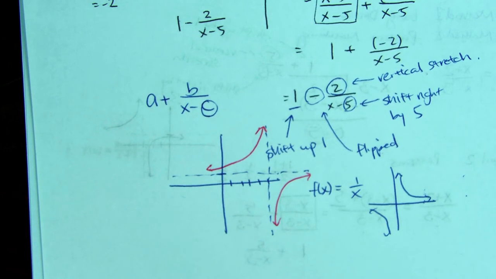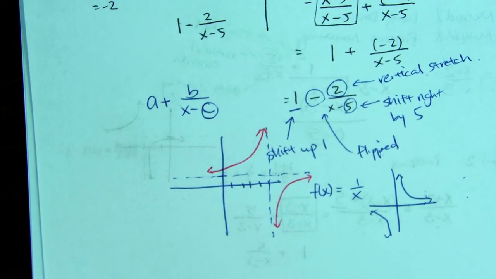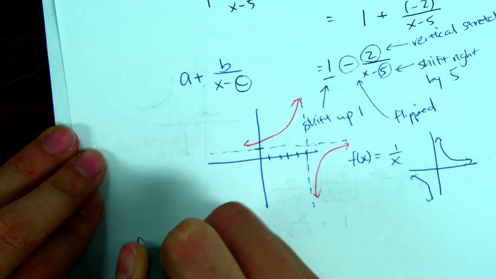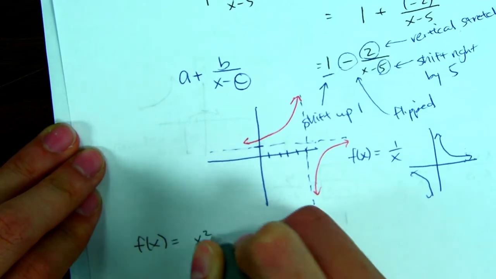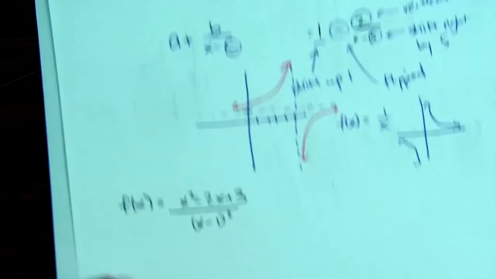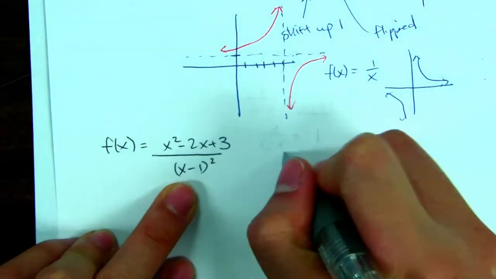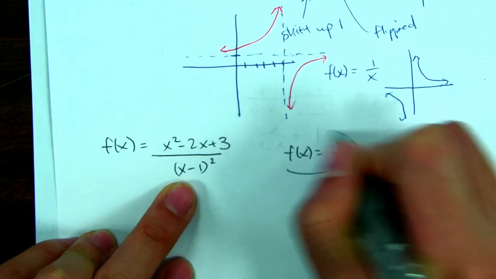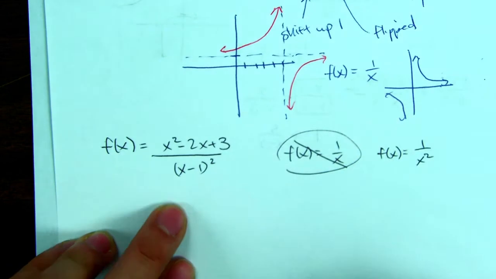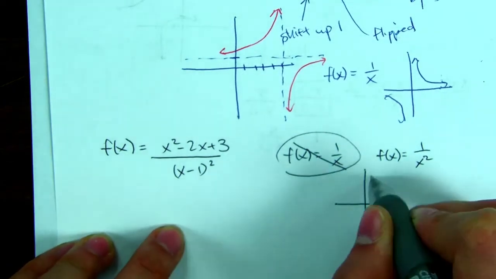Now one more example, which is exercise number 10. I'm going to go over that one because it now includes a different general function. So here is exercise number 10 up here. I'm going to go ahead and copy it down here. So the function is f of x is equal to x squared minus 2x plus 3 over x minus 1 squared. Now I know this is going to be a transformation not of 1 over x, but a transformation of f of x is equal to 1 over x squared, which hopefully you'll remember has a general form that looks like this.